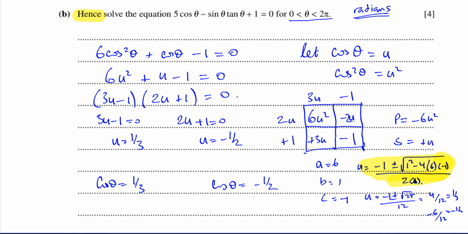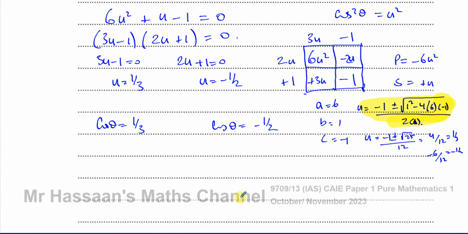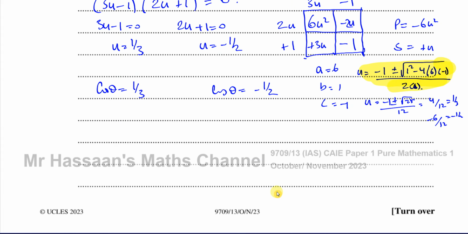So we have these two sections that we're going to solve separately. We have cosine theta equals a third and cosine theta equals minus 1/2. Now, for cosine theta equals a third, we're going to use theta equals inverse cosine of 1/3. Now, remember, in radian mode.